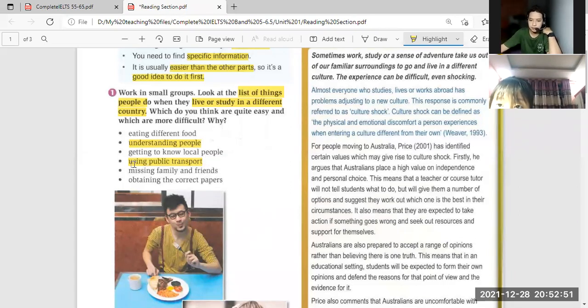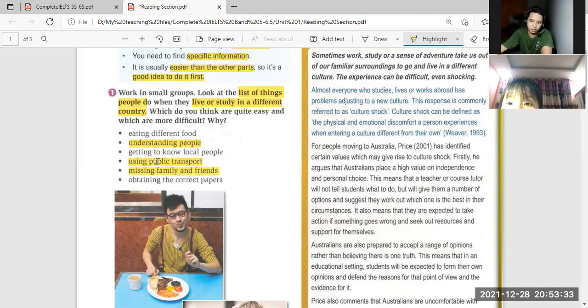Missing family and friends. Do you think it's easy? Yes. Okay, now tell me, why do you think understanding people is quite easy? Because if you know the language, you can understand people easily. All right, very good. So if you want to understand people, make sure you understand the language. You can speak their language, so you can communicate with them or talk with them very easily, right? Yes, very good reason.